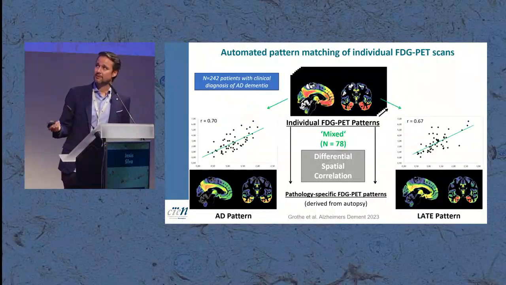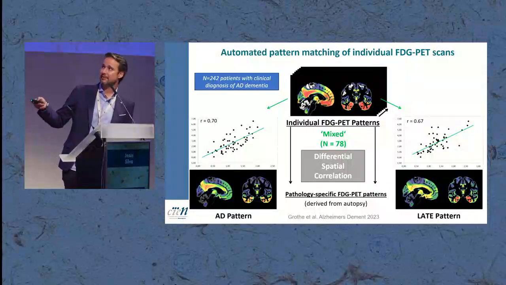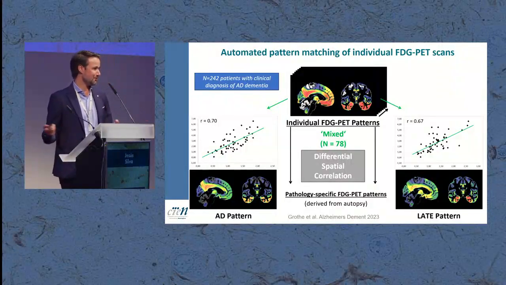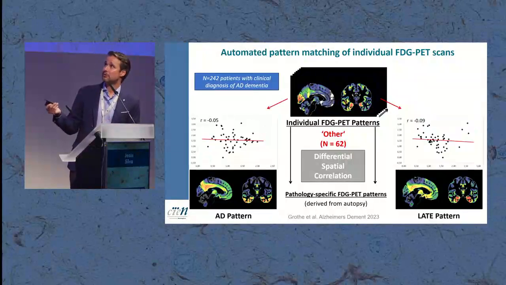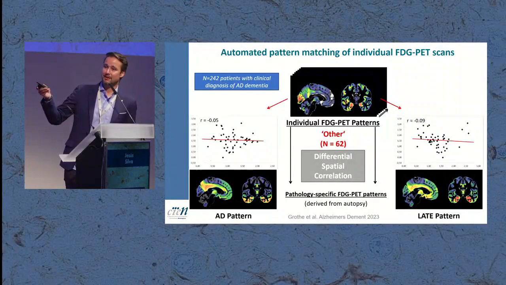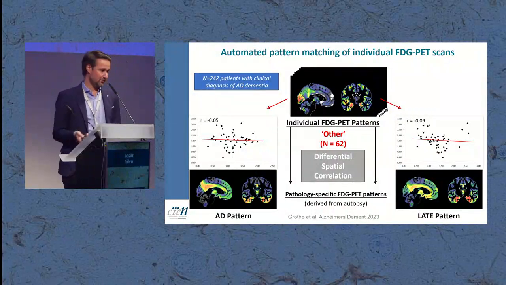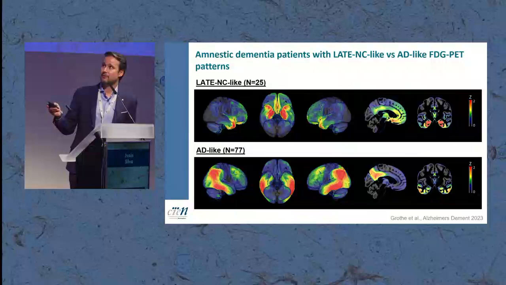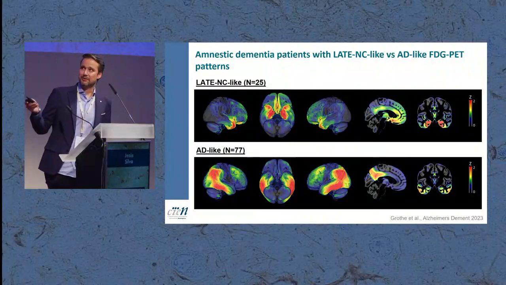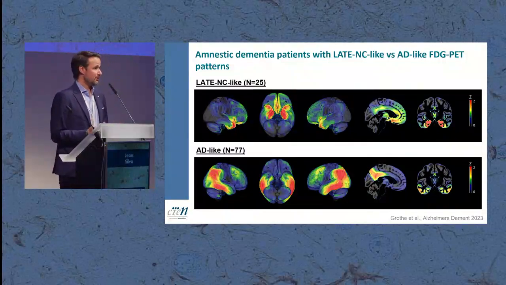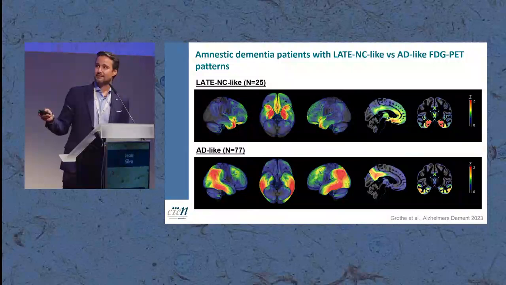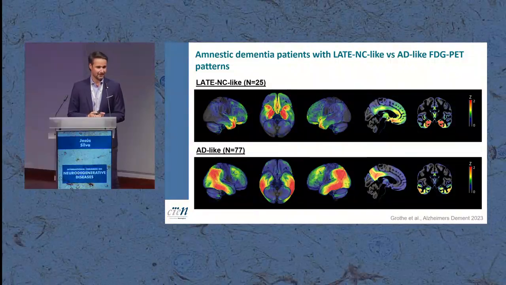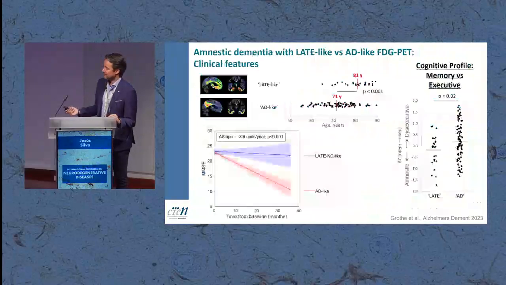And of course, we also observed some other sets of cases, like mixed cases, but we excluded these from our analysis because we didn't observe an effect of mixed pathology in the autopsy, so we don't know how to interpret this. And also, it is possible that some patients have a hypometabolism pattern that is completely different from both pathologies. So following this algorithm, we classified 25 patients, that was around 10% of our cohort, as LATE-like, and 77 as AD-like, and we can see a very nice reproduction of the autopsy patterns, just as a confirmatory result that our classification actually works.